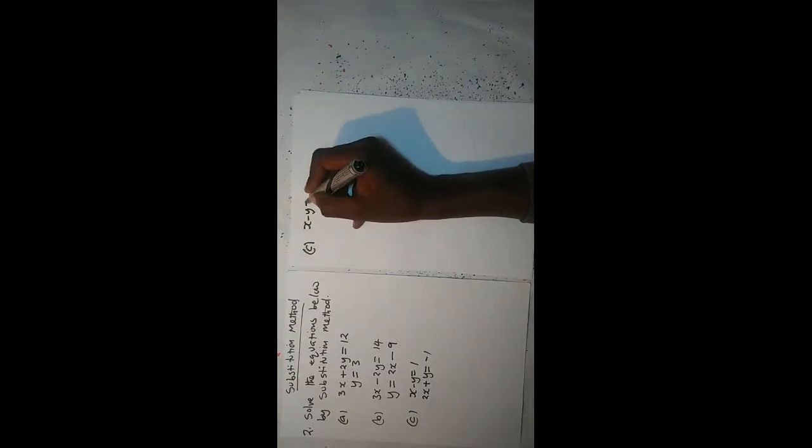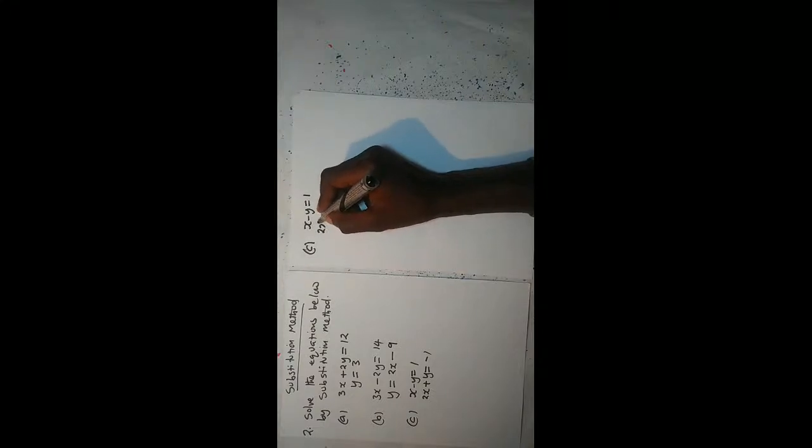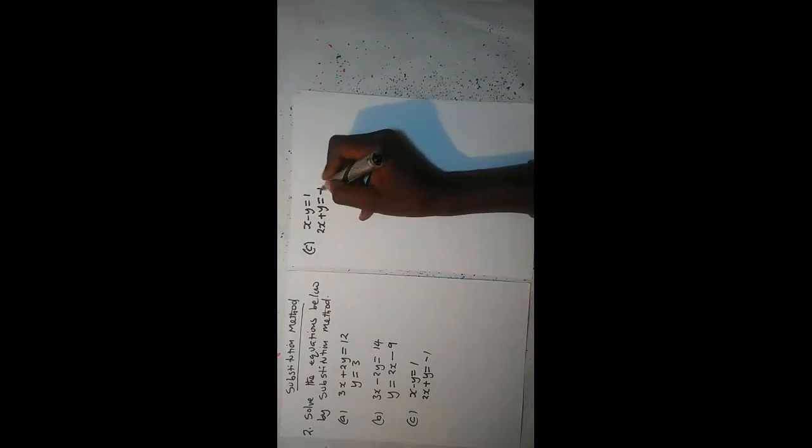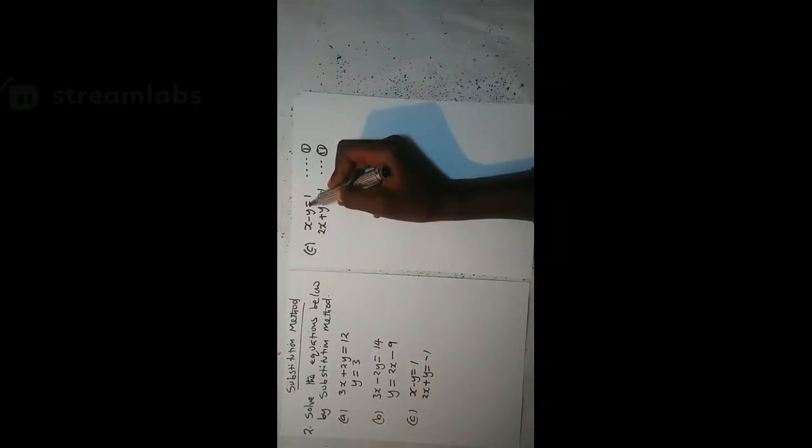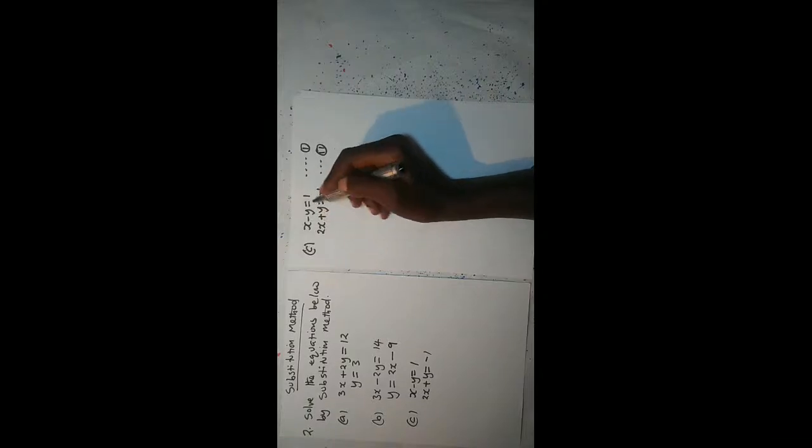x minus y is equal to 1, and 2x plus y is equal to negative 1. So we have two equations, 1 and 2. When you are solving by substitution, you look at the two equations and choose the one that seems to be the simplest. In this case, the simplest is the first one because it does not have numbers here. So all we do is make x the subject of the formula. You can even make y the subject if you want, but x is easier because y has a negative in front of it, so it will be difficult to make y the subject of a formula.